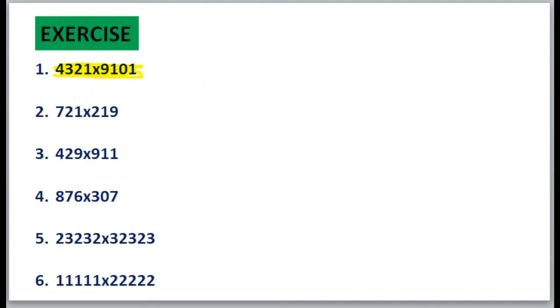Next is, okay, we have done all the examples for all these methods, all the 5 methods. So please do all these exercises in base method. It will boost your speed.